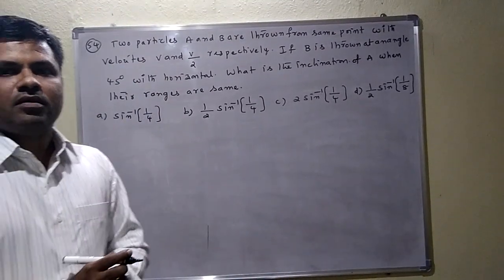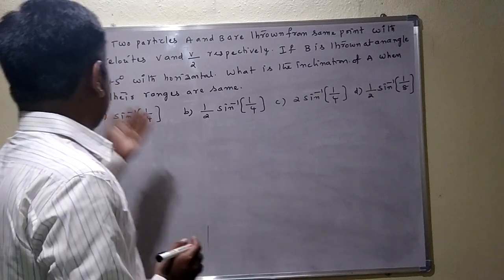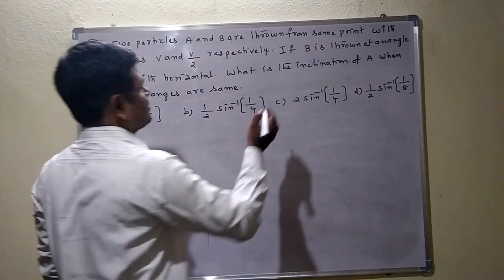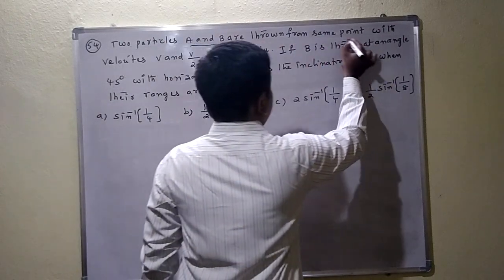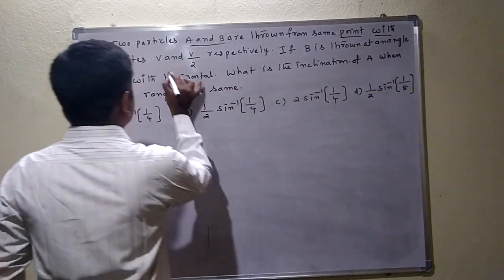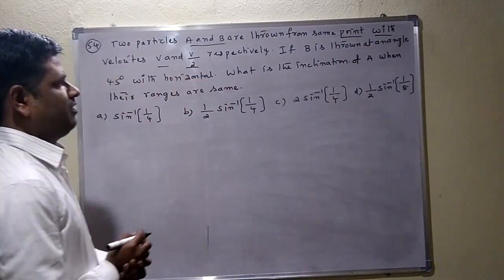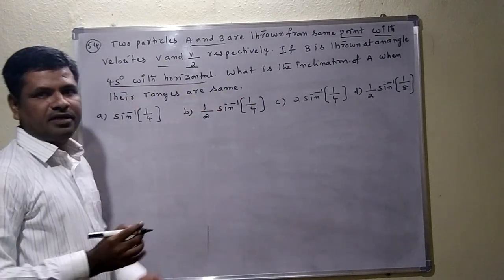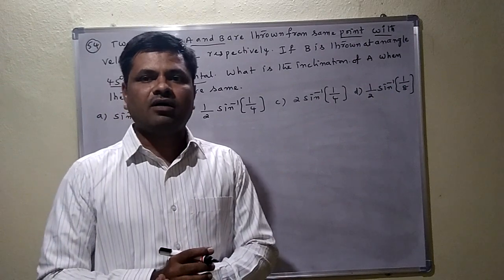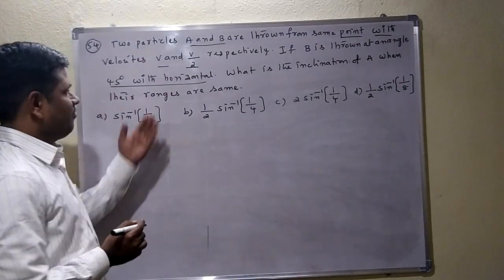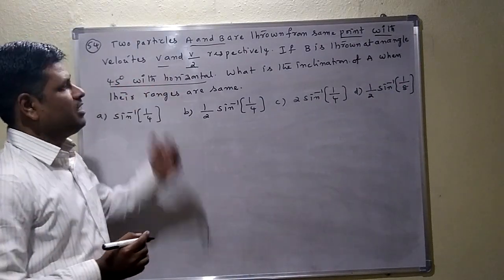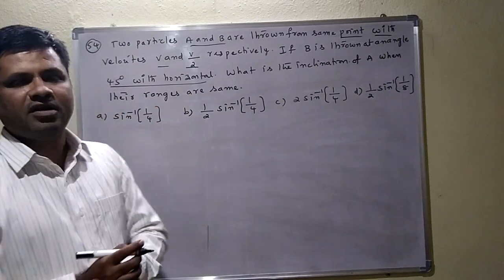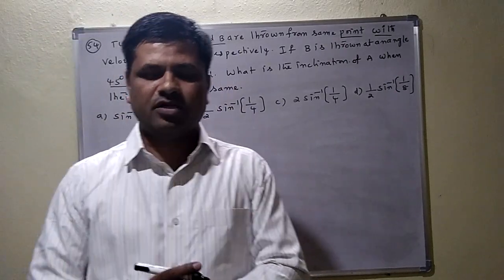Right. Next, see question number 54. Two particles A and B are thrown from the same point with velocities V and V/2 respectively. B is thrown at an angle of 45 degrees with the horizontal. The angle of inclination of B is given. What is the inclination of A when the ranges are the same? The angle of inclination of A is asked in this question.